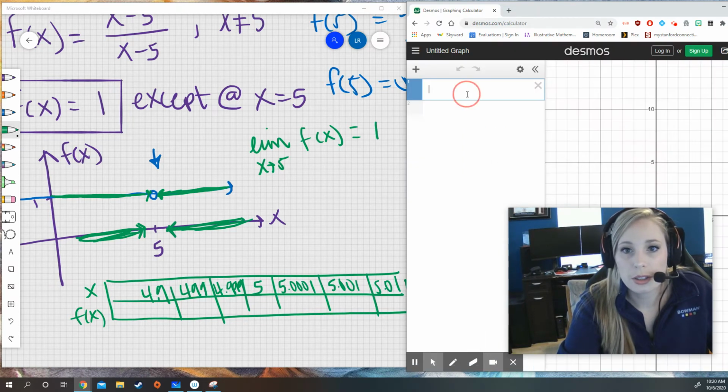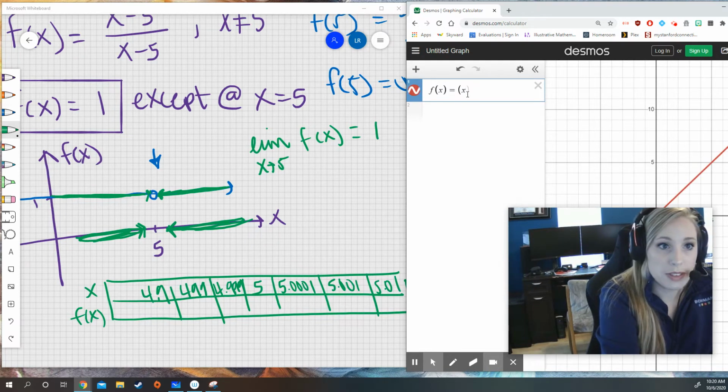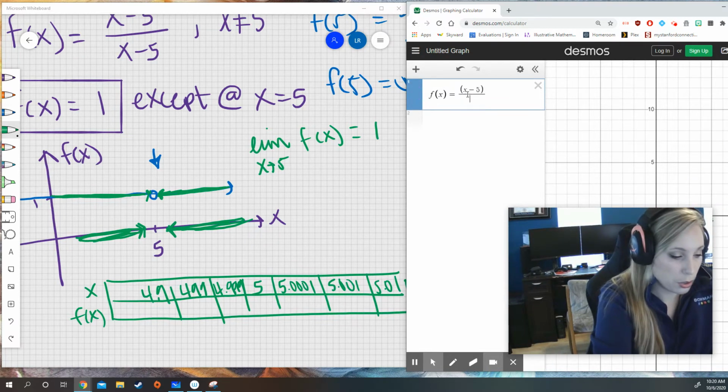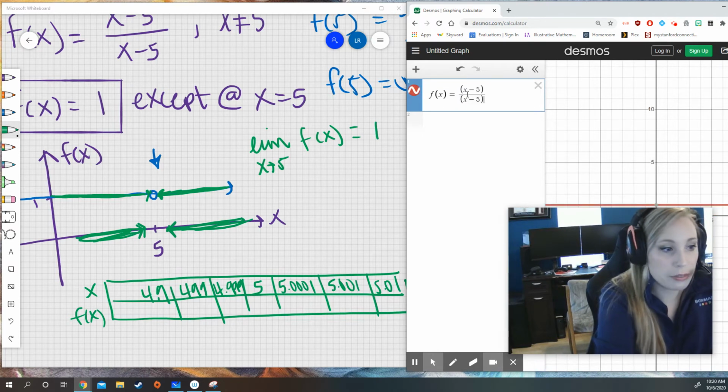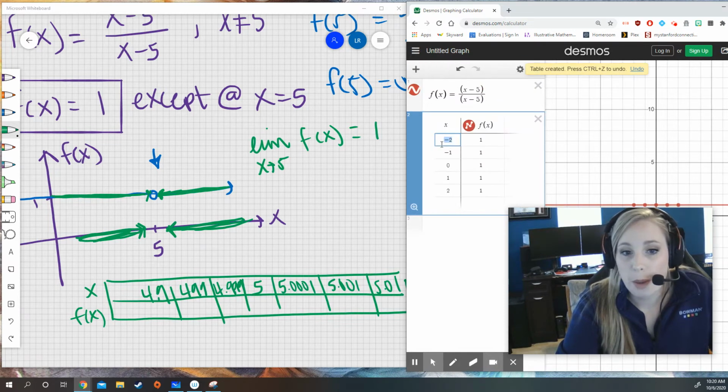And we'll put our function in there, which is f of x equals x minus 5 over x minus 5. Now I want to change this into a table. So I clicked the gear. If you didn't see what I just did, I clicked this gear, and then I'm going to click the table option. And I can put these values in there.